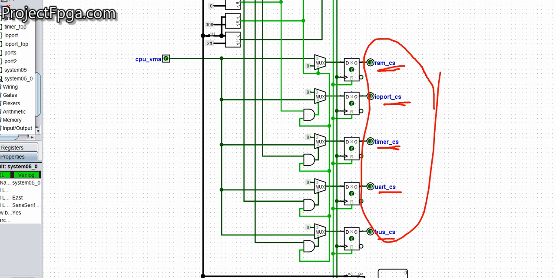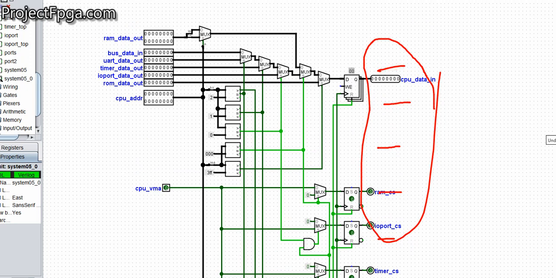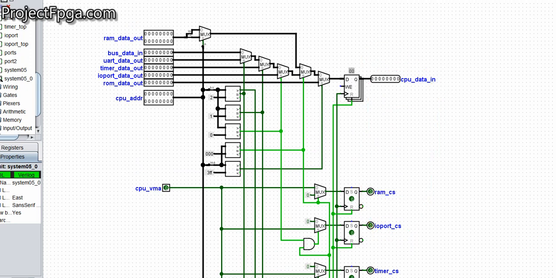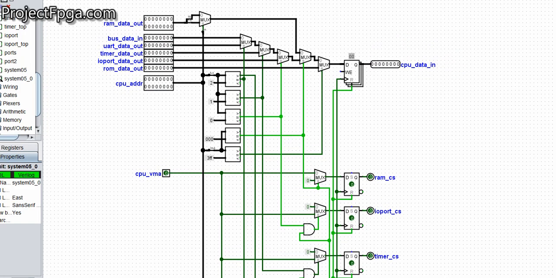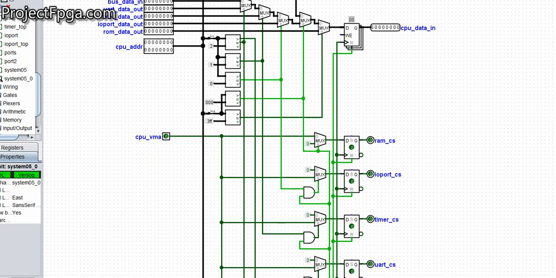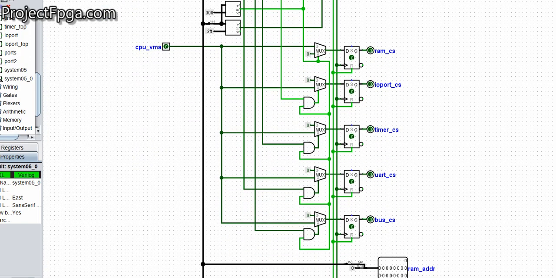So the CPU data, the one that comes from the CPU, is not here. We only have the CPU data and the ones that go into the CPU. So, and they all come from here. But the one that comes from the CPU, they are decentralized. They are all inputs to each of the different peripherals. But before each of the peripherals will process it, it must have its chip select on here.